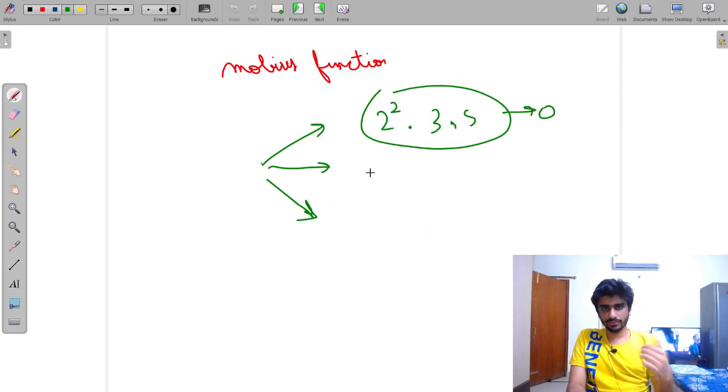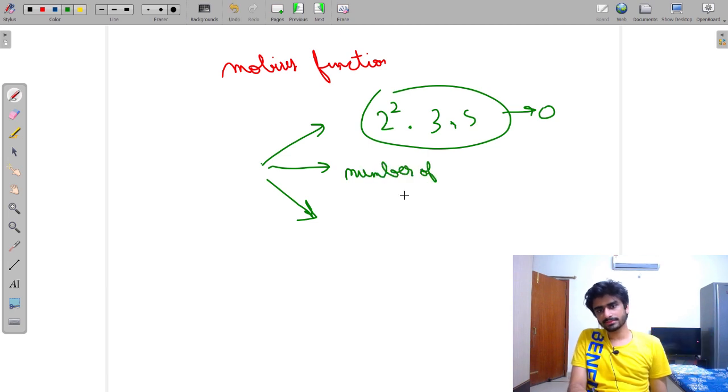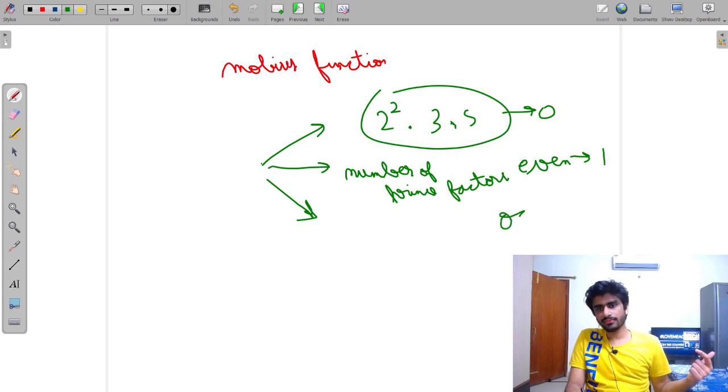And then if everything is square free, that is, in the prime factorization none of the prime numbers has any square, then if the number of prime factors is even, then the value is 1, and if it is odd, then it is -1.